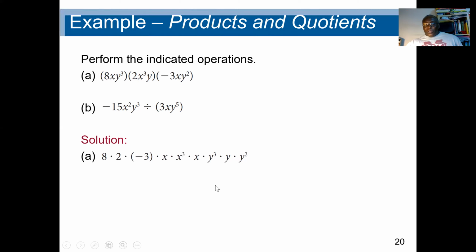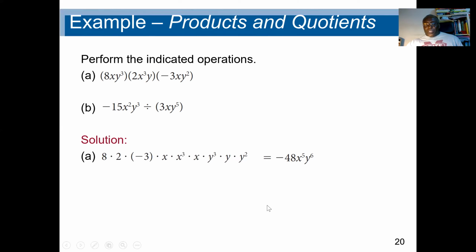Then remember, we did the rules of exponents already, and that was lecture number 3. So I have the same base, x and x, so I'll add the exponents. 1 plus 3 will give me 4. Plus 1 again will give me 5. So we get x to the power 5. Then y also we have 3 plus 1 plus 2. So y to the power 6. Then we multiply 8 times 2 times negative 3, and that will give me negative 48. So we get negative 48, x to the power 5, y to the power 6.